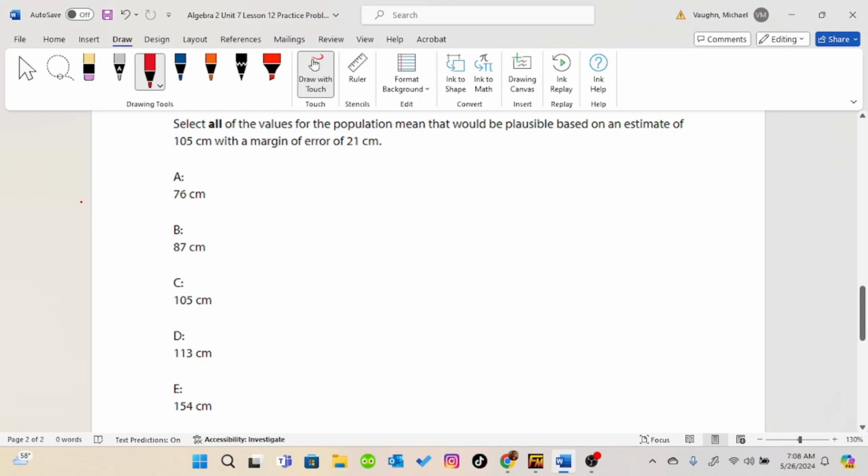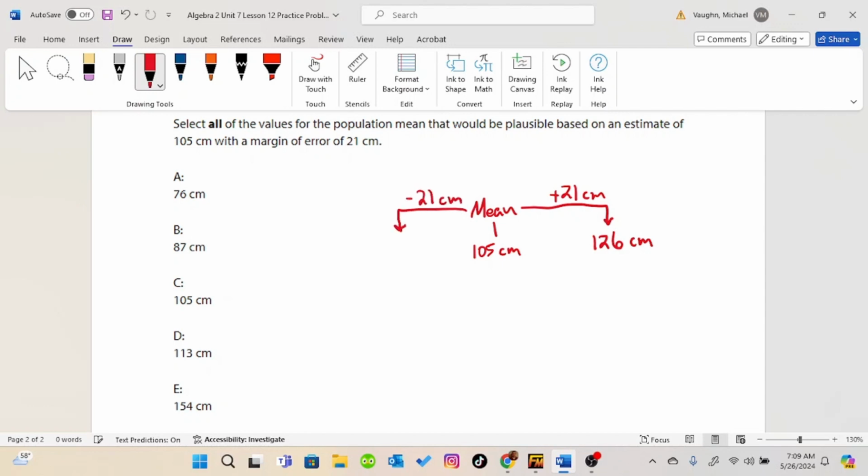And our last practice problem for lesson 12: select all of the values for the population mean that would be plausible based on an estimate of 105 centimeters with a margin of error of 21 centimeters. So our mean is the 105 centimeters. If our margin of error is 21 centimeters, then adding 21 centimeters would put the top end of our range at 126 centimeters. Subtracting 21 centimeters would put the low end of our range at 84 centimeters. So as we go through the choices, they need to be between 84 and 126.